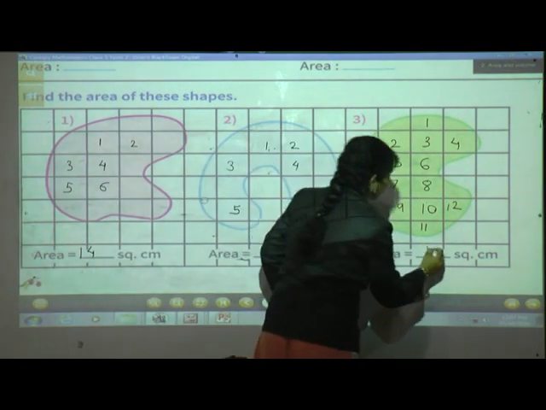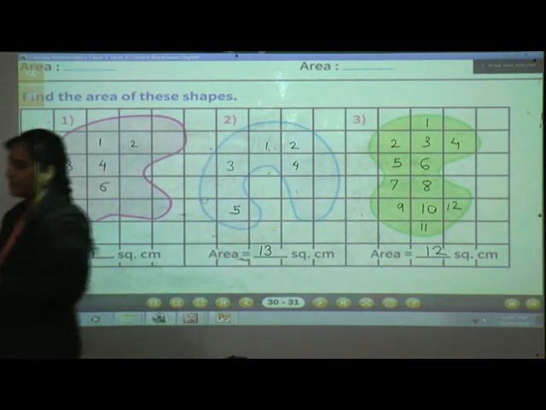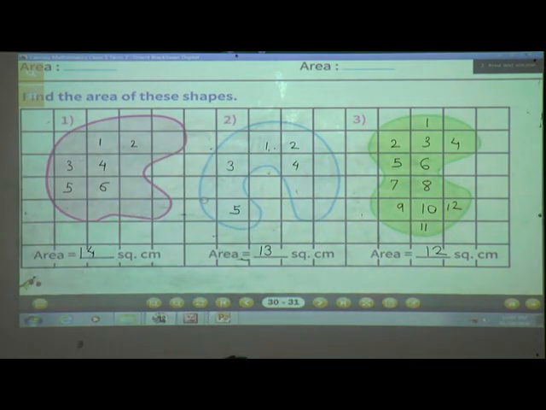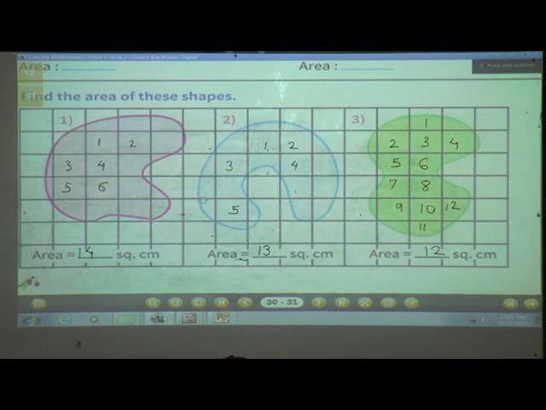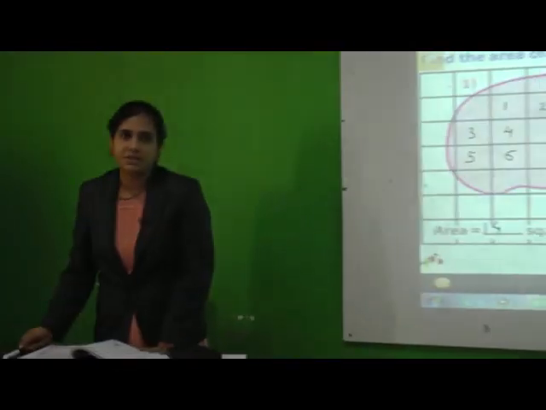In this way we have completed our exercise 2.1. So students, you have learned perimeter and area, the formulas of the perimeter and units of area. So students, in next lesson we will see how to find area by its formula.